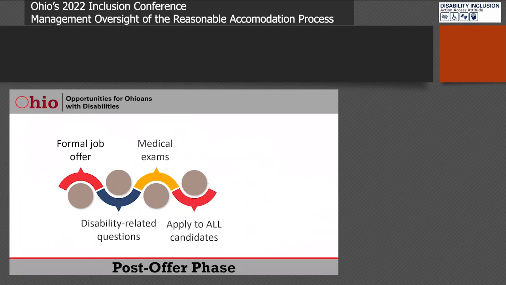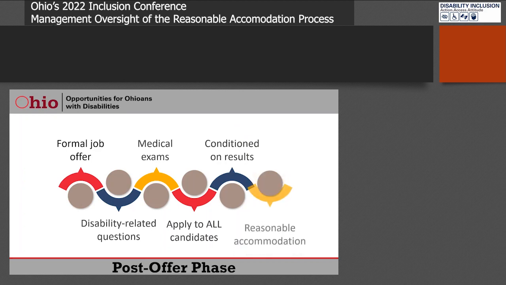Now, the job offer can be conditioned on the results of these questions and exams. However, if these results lead to not hiring a candidate with a disability, this decision must be job-related and consistent with business necessity. If the candidate is screened out due to a safety concern, the employer must demonstrate direct threat, and there are specific criteria to follow to make this determination. In either case, reasonable accommodation must be considered to discover if an effective solution exists to enable the candidate to perform the job effectively, and in the case of direct threat, to eliminate or reduce the threat to an acceptable level.